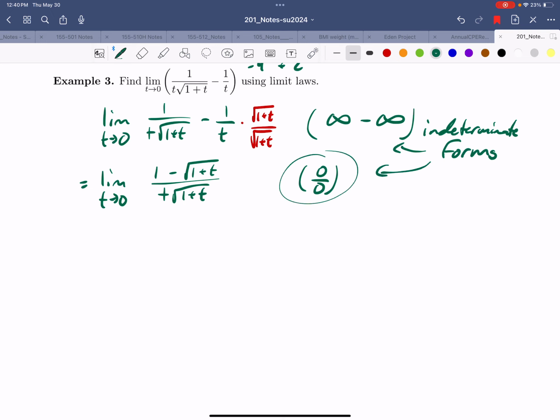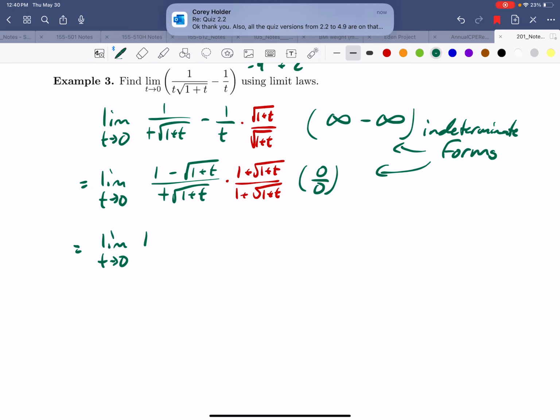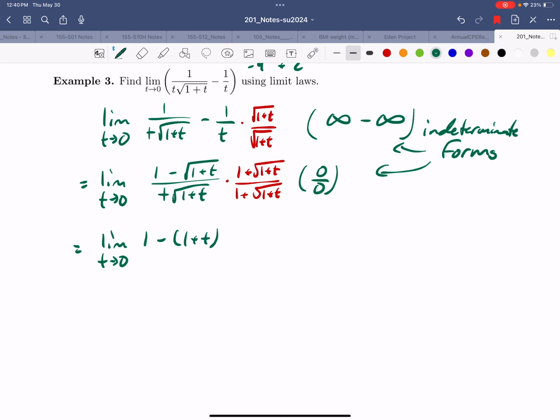But at least this one is something we're more familiar with. And if you remember from last time, we know how to handle this, right? Multiply by the conjugate over the conjugate. Now, the bottom is going to be messy as always, but the top is going to simplify pretty nicely. It's going to be 1 minus 1 plus t. Right, now remember that minus sign. More on that in a sec.